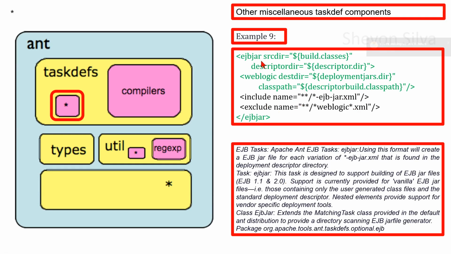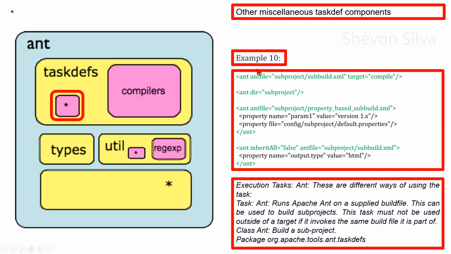With regard to the API, the class EJB jar extends the matching task class provided in the default Ant distribution to provide a directory scanning EJB jar file generator. This is in the package org.apache.tools.ant.taskdefs.optional.ejb.